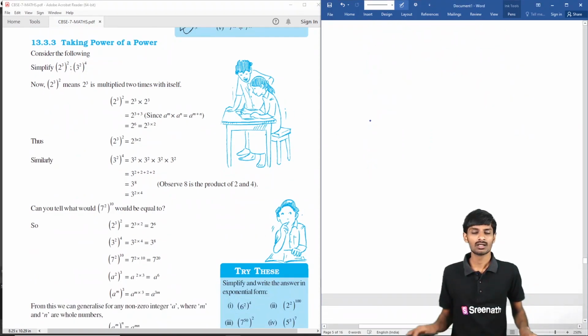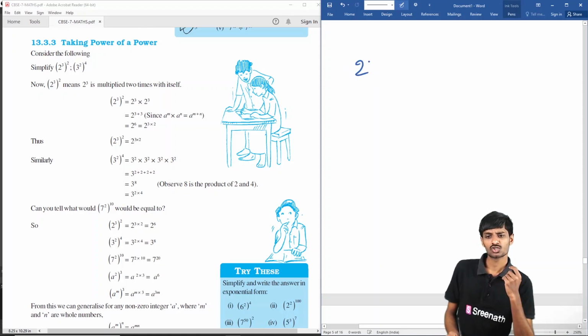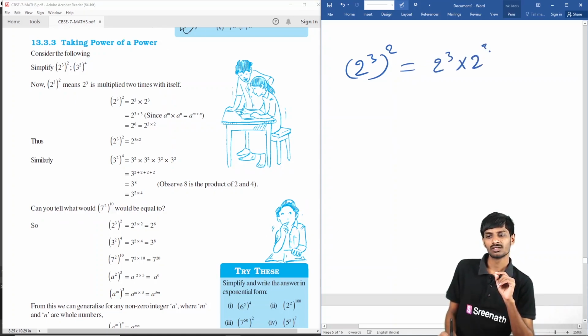And now, taking the power of a power. Okay. Taking the power of a power. How can you do this task? There is 2 cube whole square. If you write it, 2 cube into 2 cube, 2 times you have to write. And again there is 2 cube, which is 2 into 2 into 2.